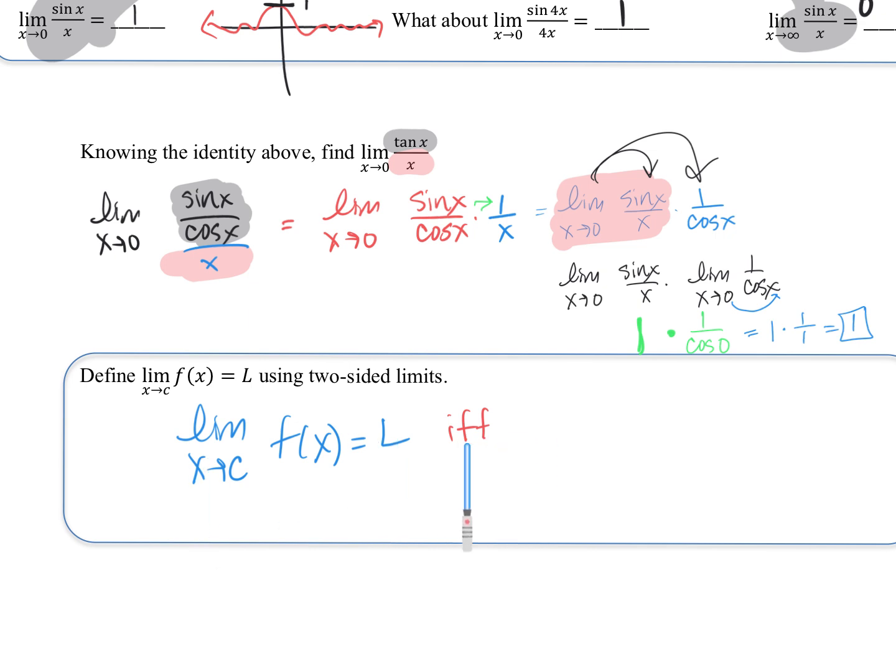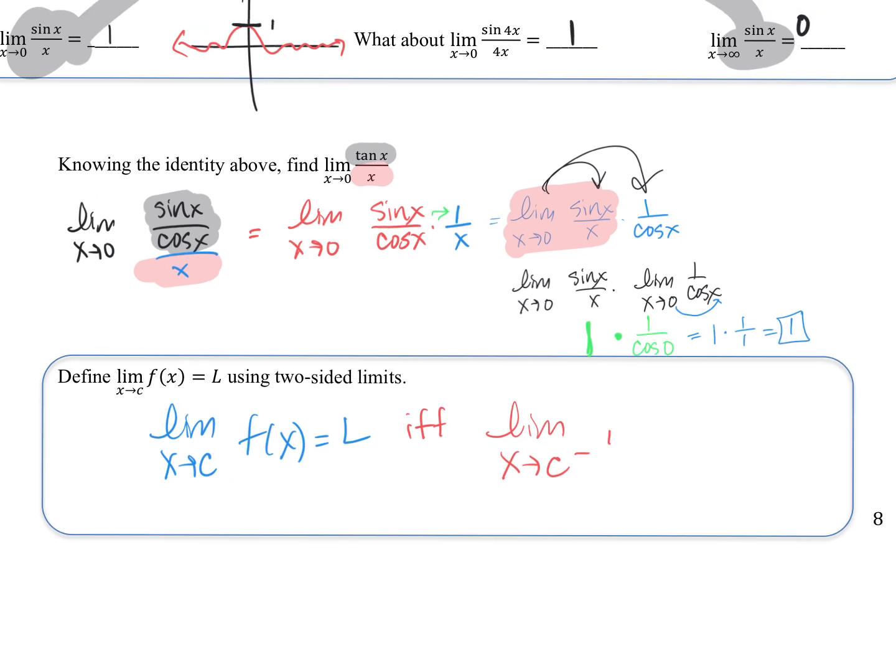The limit exists if and only if the limit as x approaches c from the left side of a function is one value, and the limit, I really didn't write this well, as x approaches c from the positive side of a function is the same value.